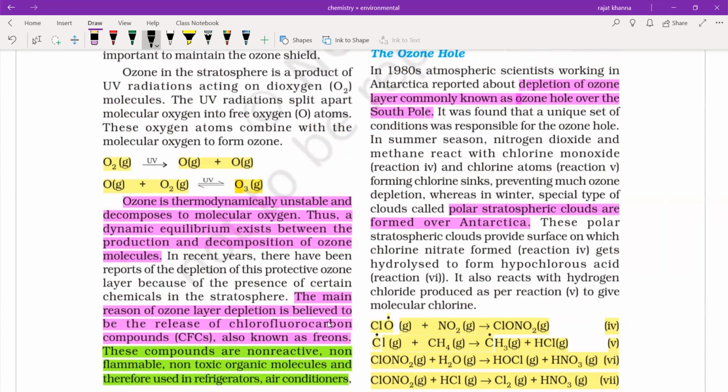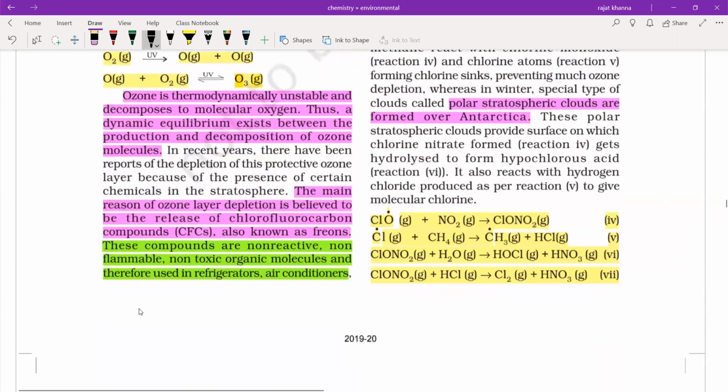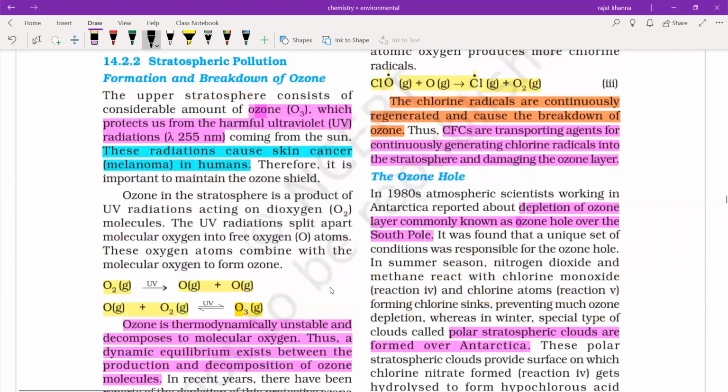The main reason for ozone layer depletion is believed to be the release of chlorofluorocarbons, CFCs, known as freons. So these compounds are non-reactive, non-flammable, non-toxic organic molecules and therefore used as refrigerants and in air conditioners.